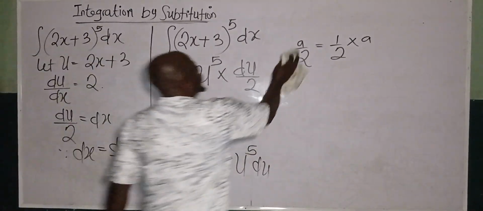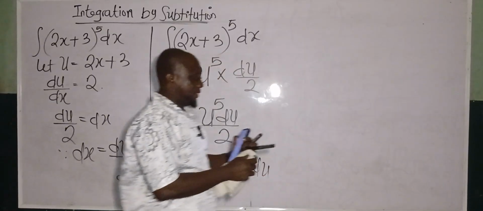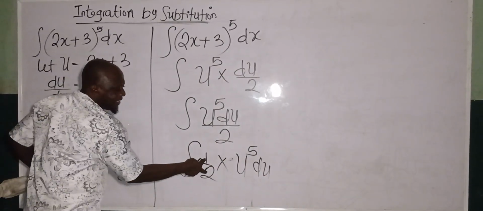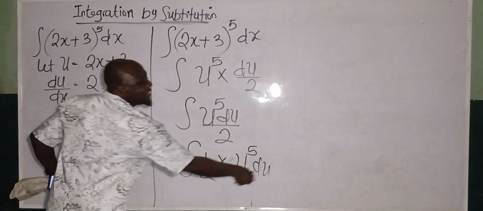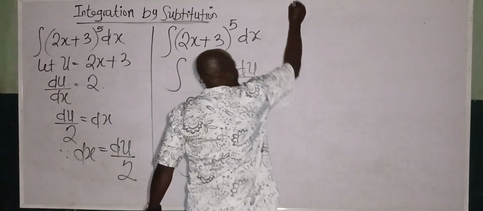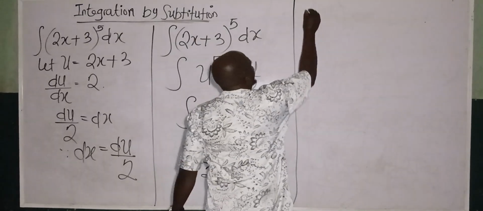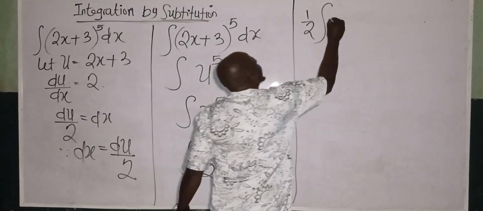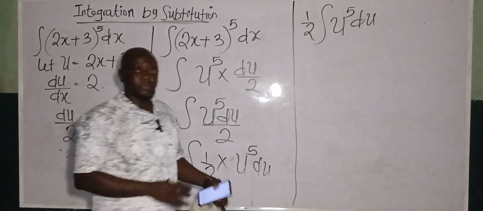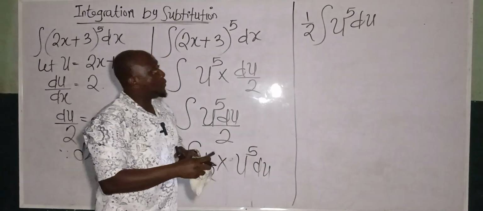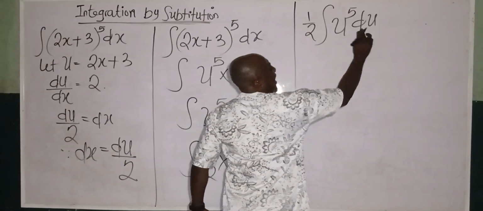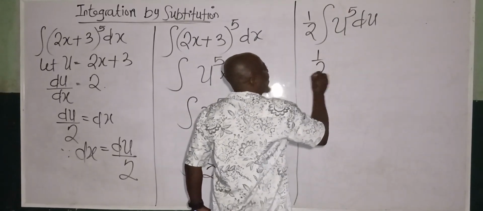So what do we do? From this point, we bring this one out because we only need u inside the integral sign. Bring this one out. From this point, we'll have 1 over 2, the integral of u raised to the power of 5 du. So at this point, we want to integrate. To integrate now, this integral sign and this du go off. So we say 1 over 2.